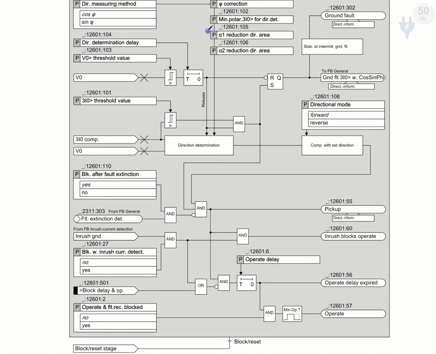Here, this is the general block diagram, the functionality block diagram. Furthermore, we discussed many more basics of these blocks. But from today onwards, we will discuss block by block because we already understood some of the basics. The first block is the directional measuring method by cosine of phi and sine of phi, and another is the phi correction, or the correction angle for our proper system.